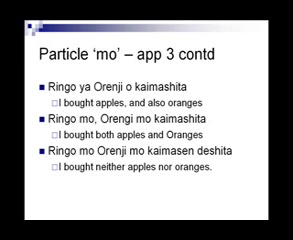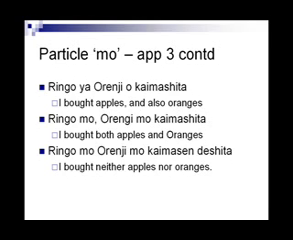Look at the next two sentences. Ringo mo, mikan mo, kaimashita. I bought both apples and oranges. Ringo mo, mikan mo, kaimasen deshita. I bought neither apples nor oranges. Mo in such applications must be repeated after every noun in the sequence. When only two nouns are there, in a positive sentence, it means both and. In a negative sentence, it means neither nor.